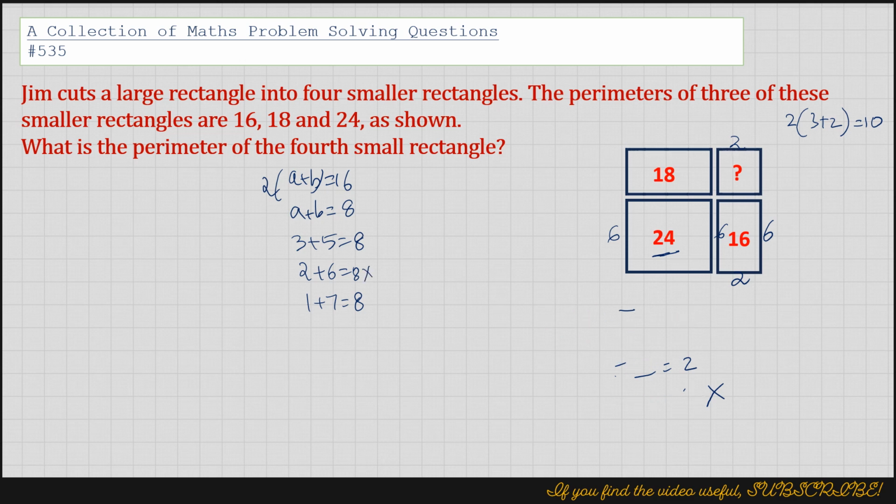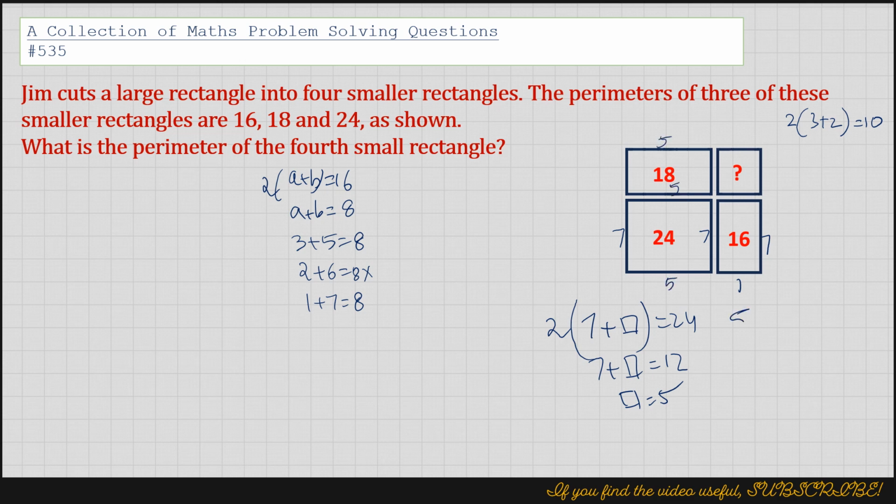What about 1 and 7? When we do 1 and 7, we can say that this is 1 and 7, so 7, 7, and then 7 plus an unknown width, and twice of that should give us 24. So 7 plus an unknown width is 12, the width is 5, so this is 5, 5.